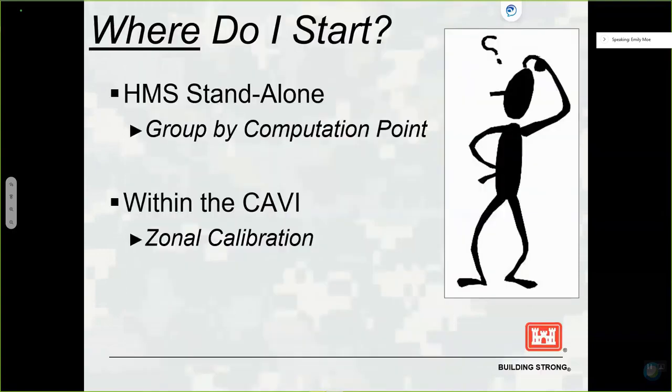So once these calibration goals have been set, where does the modeler start the calibration process? For this, there are really two main options when using HMS. One, you can use HMS standalone, and by standalone I mean you're launching the software program outside of the SWIMS CABI for calibration purposes. Or you can launch and use HMS directly within the CABI too, using zonal calibration, which may be more common for daily SWIMS forecasting efforts.